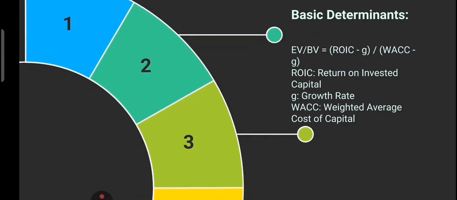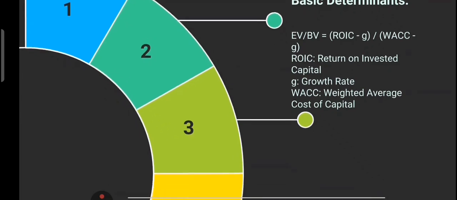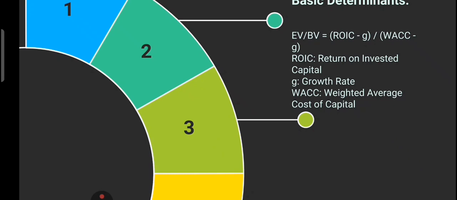ROIC minus G divided by WACC minus G, because it captures both profitability in the form of ROIC and growth potential in one simple ratio. That is the importance of it.